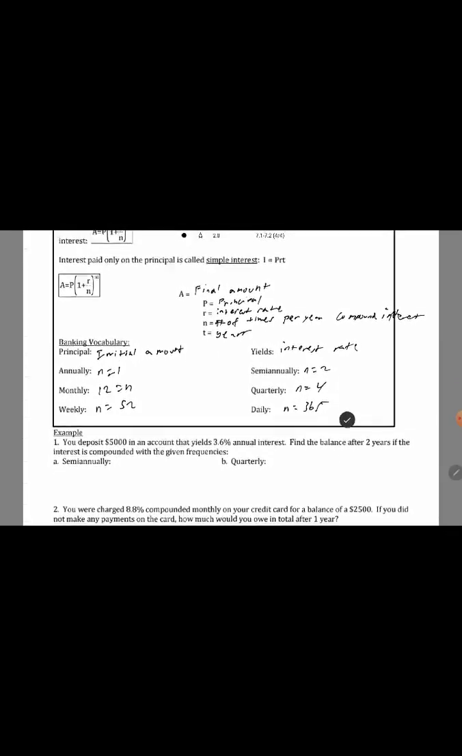So let's do an example. We're using the formula A equals P times 1 plus R over N to the NT. Okay, so you deposit $5,000 in an account that yields 3.6% annual interest. Find the balance after 2 years if the interest is compounded with the given frequencies. So this is you depositing $5,000 in the bank and not touching it for 2 years with 3.6% interest.